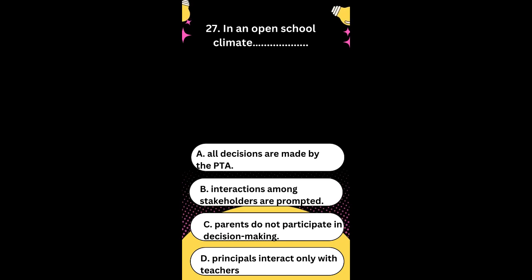27. In an open school climate: A. All decisions are made by the PTA. B. Interactions among stakeholders are promoted. C. Parents do not participate in decision-making. D. Principals interact only with teachers.